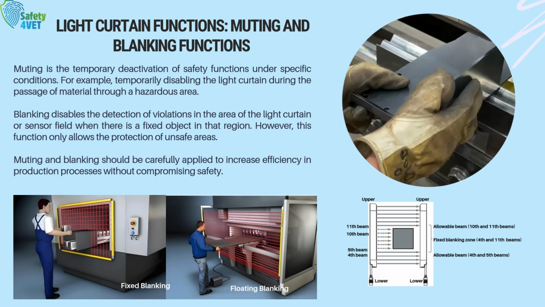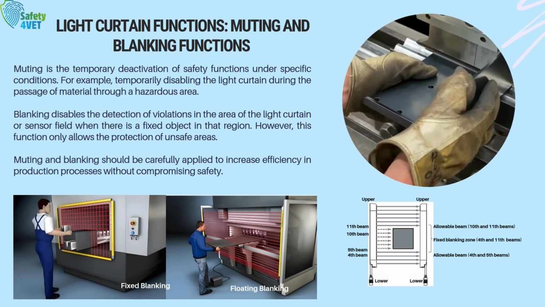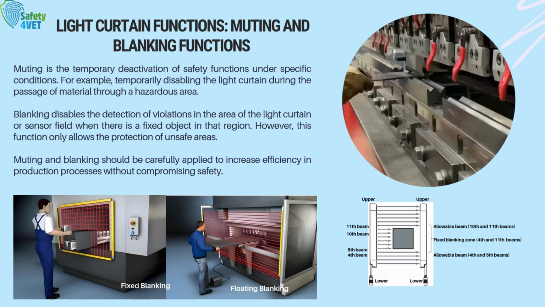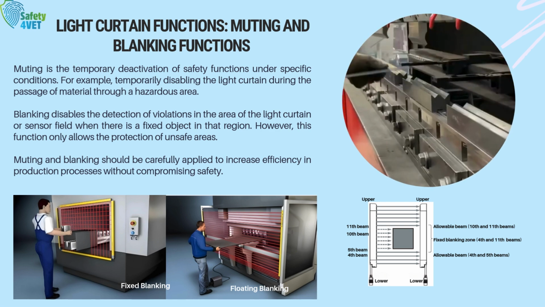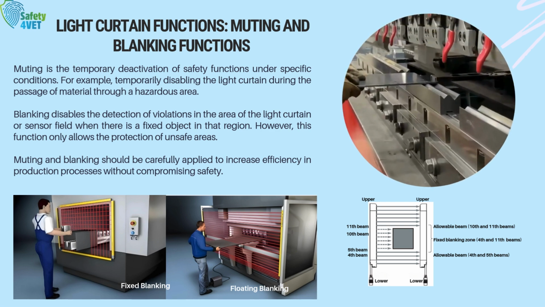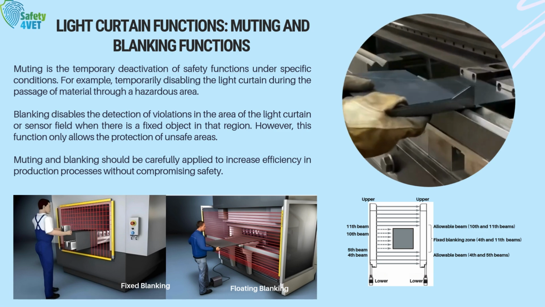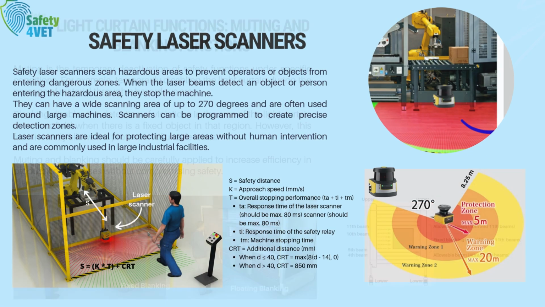Floating blanking covers a pre-programmed range of motion for the light curtain. It is used in applications where continuous beam interruption is required over a fixed time interval. This mode aims to increase productivity during dynamic processes without compromising safety. Safety laser scanners scan large areas and detect people or objects entering hazardous zones, stopping the machine. These scanners are suitable for large machines and wide areas, providing effective safety without human intervention.